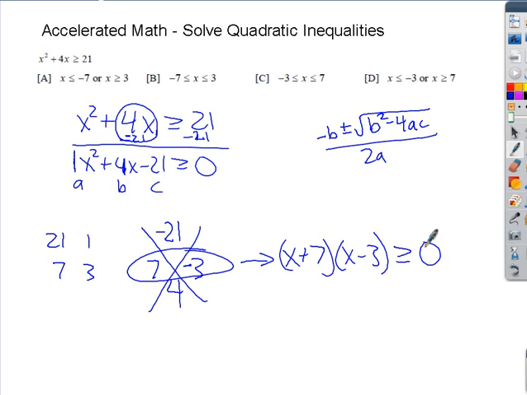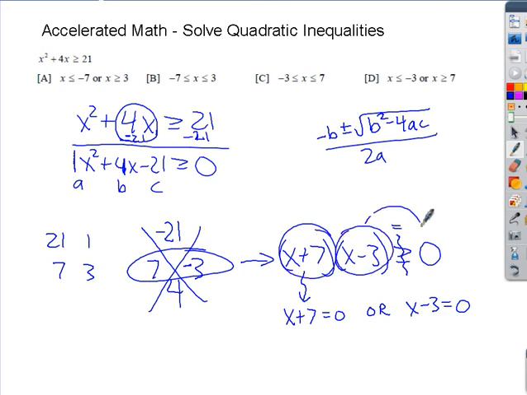All right. Now, at this point we're going to pretend that this just says equal to. And we're going to solve it to find the two, what I'm going to call dividing points. They divide up the number line into the correct solutions and the incorrect solutions. So what we're going to say is, hey, x plus 7 either has to be 0 or x minus 3 has to be equal to 0. And the reason we said that is because here, look, you've got two things that are being multiplied to give 0.